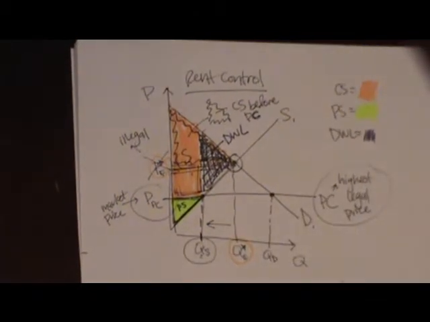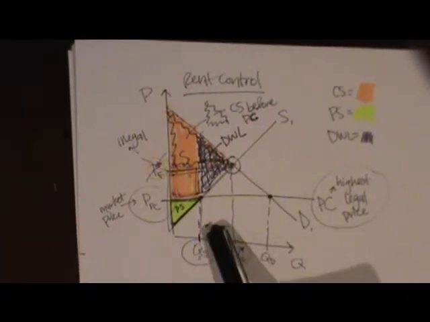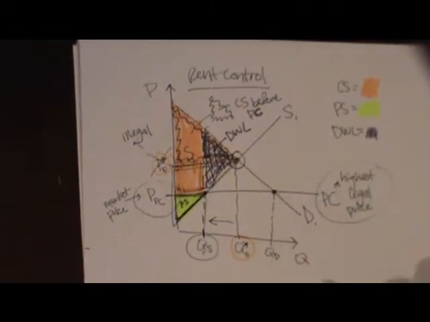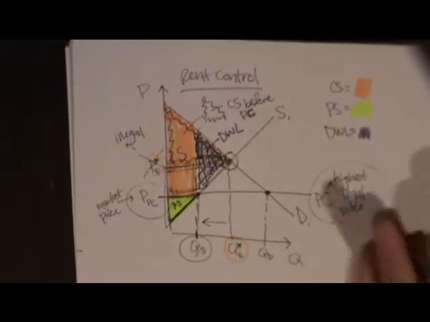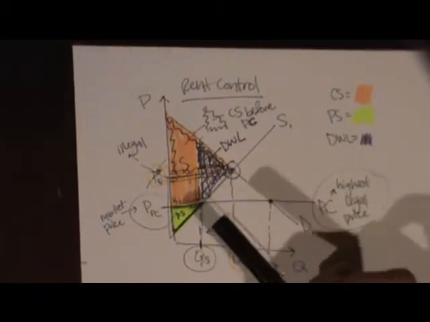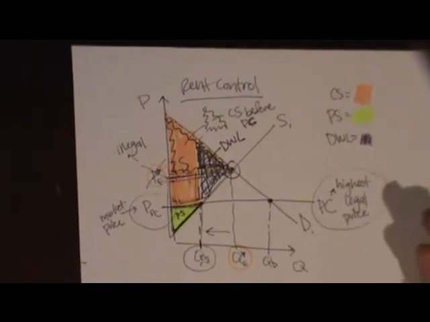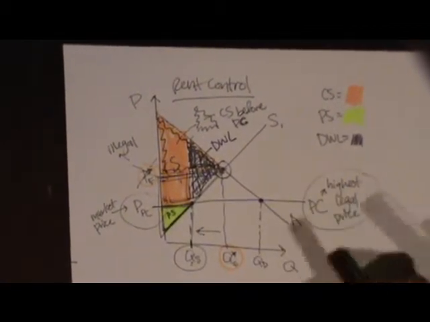Okay. Now, I suggest you try and do the same thing using a price floor, and you should see in that case that consumers lose with no question. You can see their surplus decreases, but producers gain some and lose some. So we can't say definitely if they're gaining or losing.